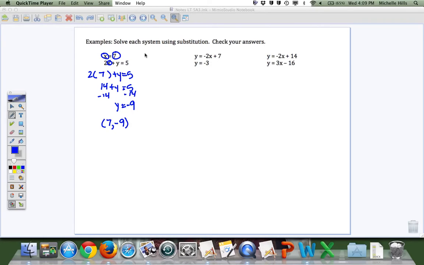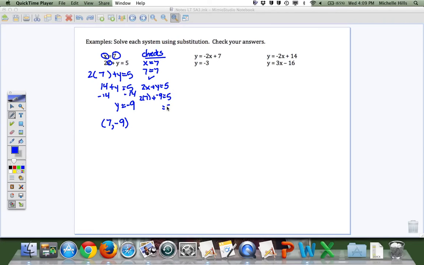Now the check that you are required to show goes back to that first learning target. I'm going to take my first equation, my x equals 7, and from my ordered pair, my x is 7, so I plug it in for x. Yep, 7 equals 7, so it checks in the first equation. I take my second equation, 2x plus y equals 5. I'm going to substitute 7 from my answer for x, negative 9 from my answer for y. So I substitute x and y values in for x and y.